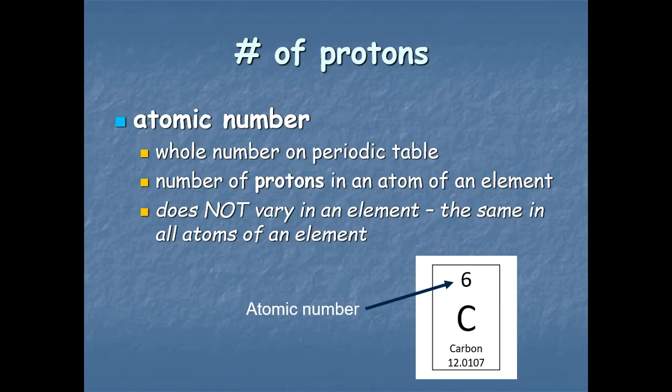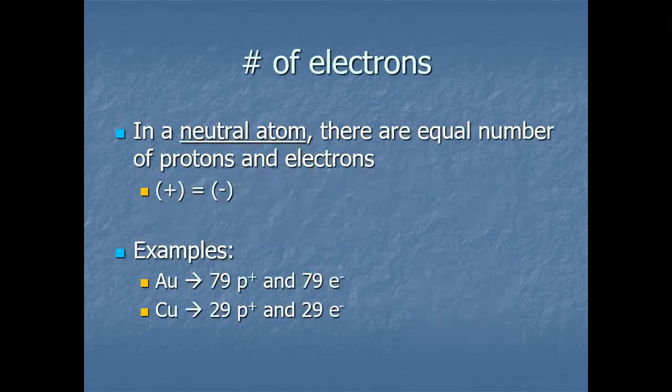If we're talking about a neutral atom, then the number of electrons is going to be the same as the number of protons, because we want to have an equal number of pluses and minuses. The atom has no charge. However, atoms can become charged, and when they're charged, they're called an ion. It's an atom that has a charge, which means it has an unequal number of electrons and protons.